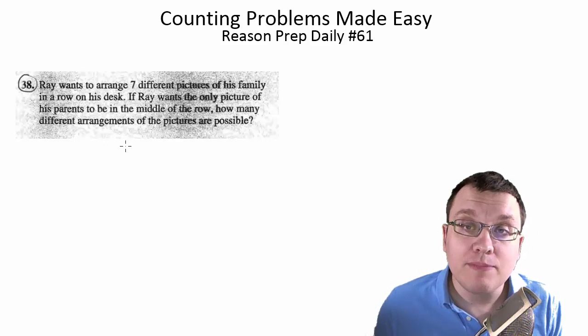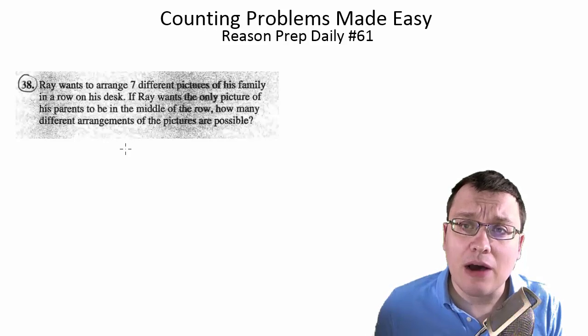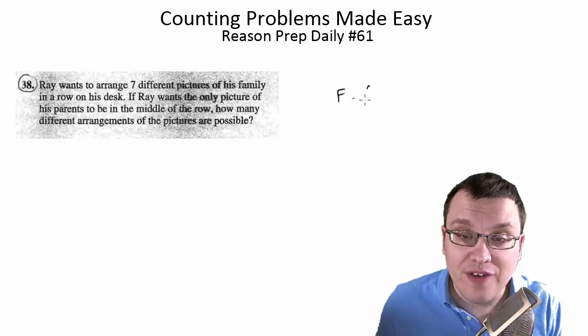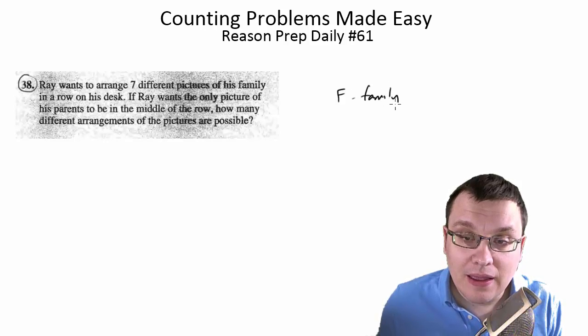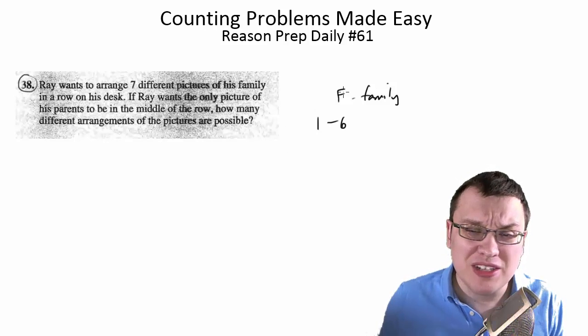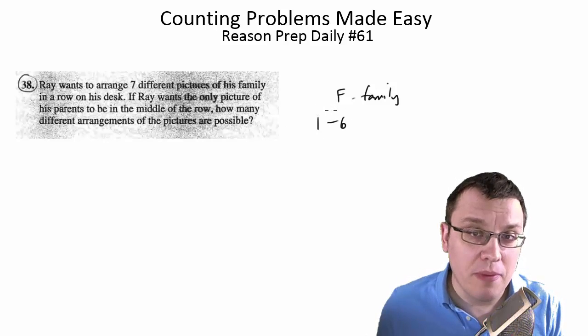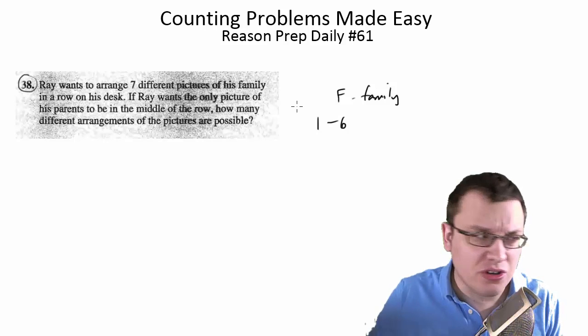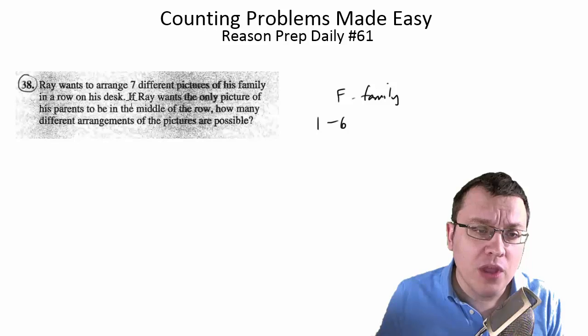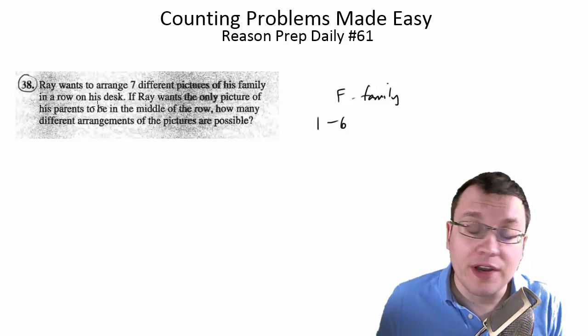For counting problems, I like using one of 2 methods. One is the line method, which I'm going to show you in a second. Second is to actually write out all the possibilities. But if you did that here, let's call F family, and then 1 through 6 are the other photos. If you tried to start doing the arrangements, you would see that there's way too many. The answer turns out to be 720. Way too many arrangements for you to write out. So writing out or drawing out all the arrangements is not going to work here.